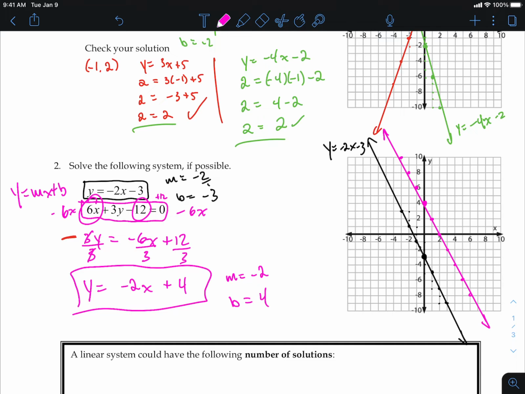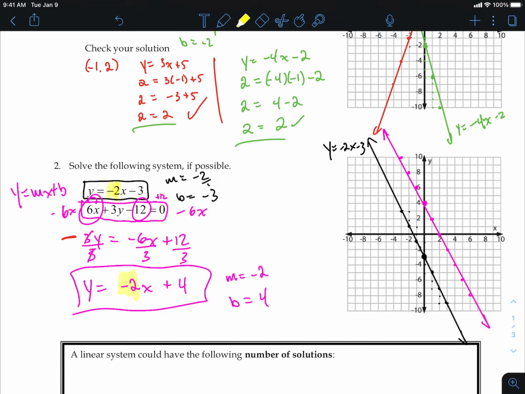What happened with this question? Kind of got an issue, don't we? Are these two lines ever going to cross? They are parallel. How do we know they're parallel? Their slopes are the same. Right? Where's the slope? Right here.